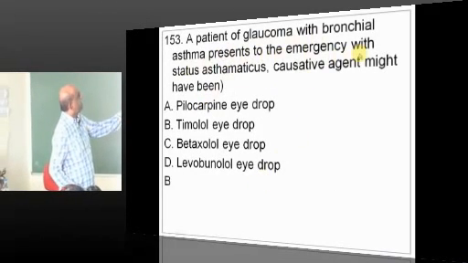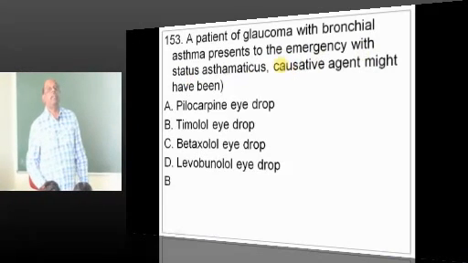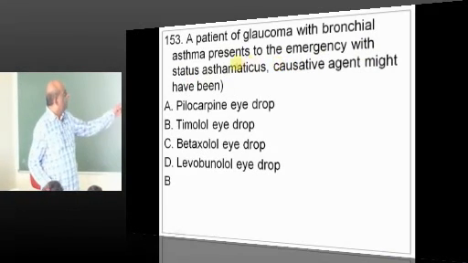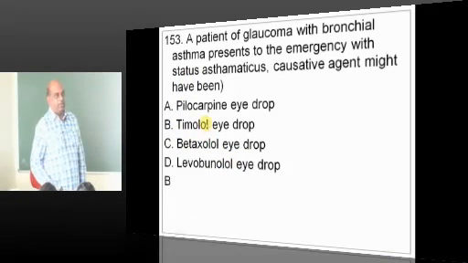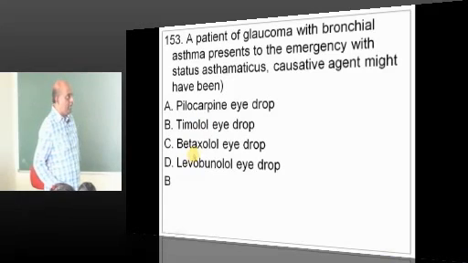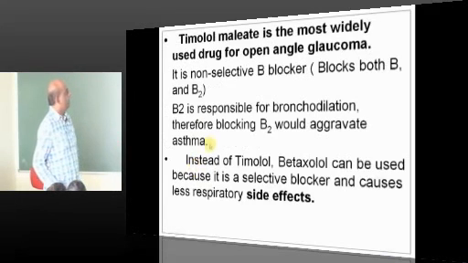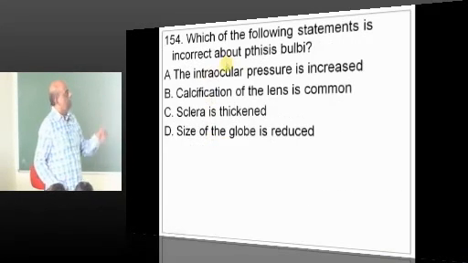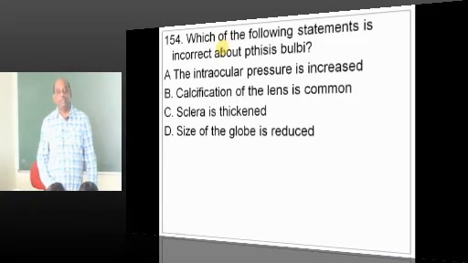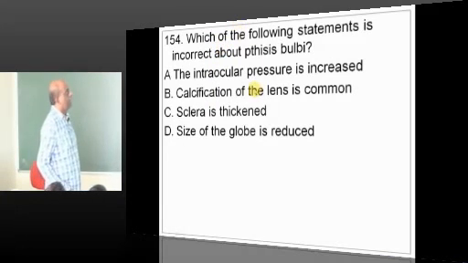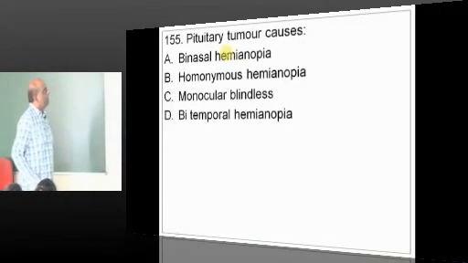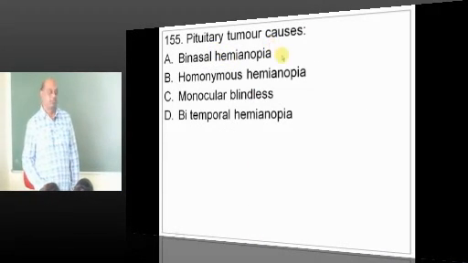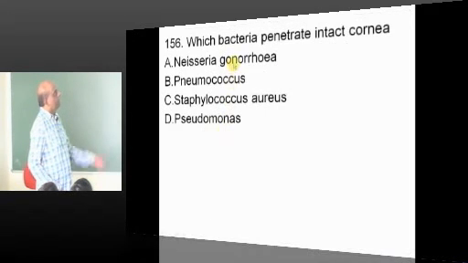A patient of glaucoma and bronchial asthma presents to the emergency with status asthmaticus. So what predisposed to status? Anything non-selective, so it can be either timolol or levobunolol. Timolol is the most common predisposing factor, but you said levobunolol. We'll check that about levobunolol. Sir, Betaxolol? Phthisis bulbi, what's your answer? In fact, you have a decreased intraocular pressure. Now, doctor, pituitary tumor causes this, a repeat.